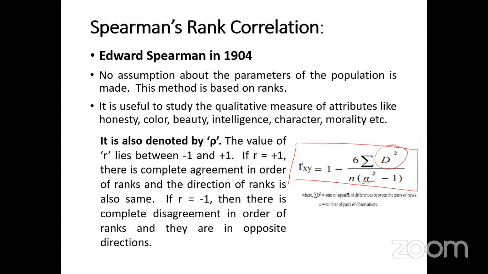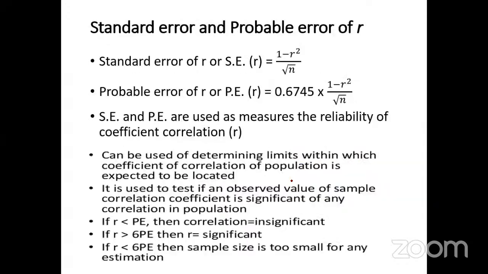In the case of rank correlation, the value of r also always lies between -1 and +1. If the value of r is equal to +1, it shows complete agreement in the order of the ranks. If it is -1, it is called complete disagreement in the order of the ranks, in the opposite direction. So based on the value you get, you make the interpretation of the rank correlation.